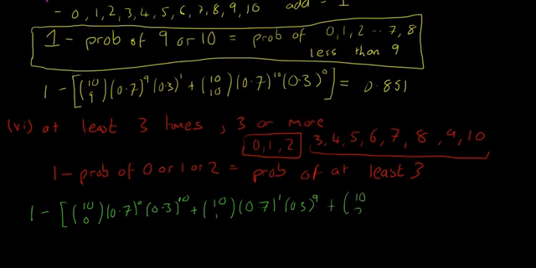Plus 10, choose 2. In this case it's 0.7 to the power of 2 times 0.3 to the power of 8. So 1 minus all of that added together. Stick that into your calculator and you'll find that the answer is 0.998. So the probability they have potatoes at least 3 times is pretty high.